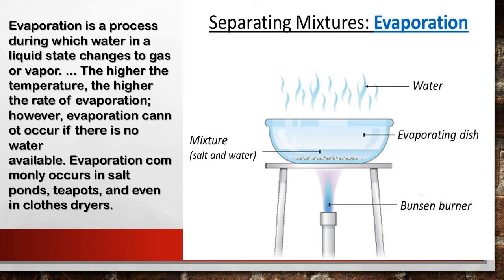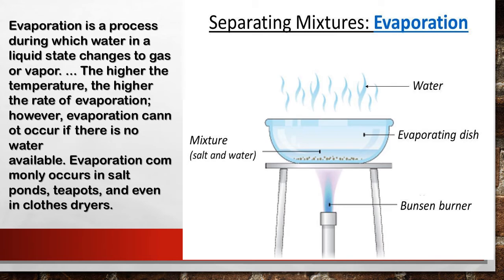For example, if we pour salt into the water, in the picture you can see salt water and here an evaporating dish and a Bunsen burner, because we are going to provide heat to the salt water. So in this process the solution is heated. This causes the liquid to evaporate, leaving behind the solid component. By this method, salt can be separated from the water.